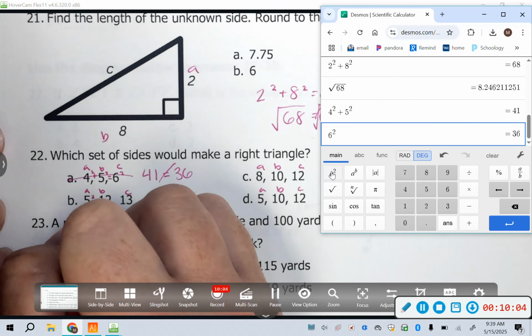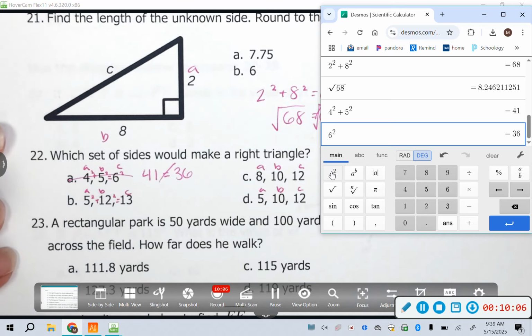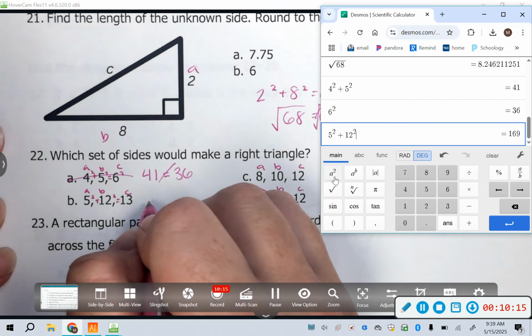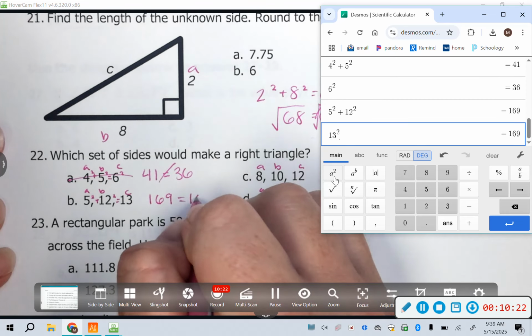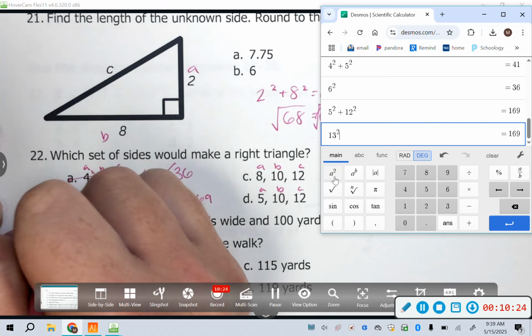So remember, A squared plus B squared equals C squared. So 5 squared plus 12 squared is 169. And then if I type 13 squared, I can also get 169. So this is a right triangle.